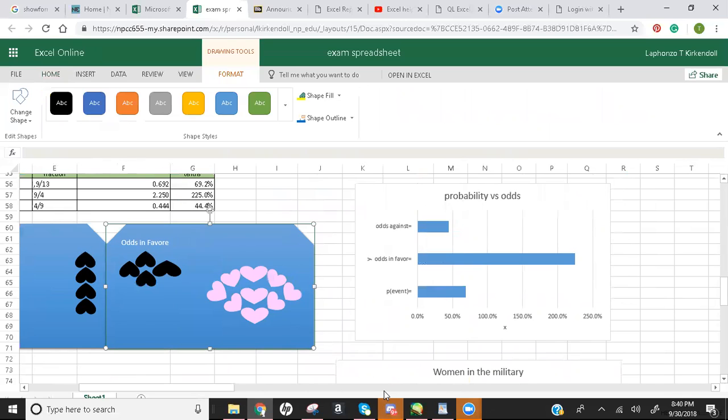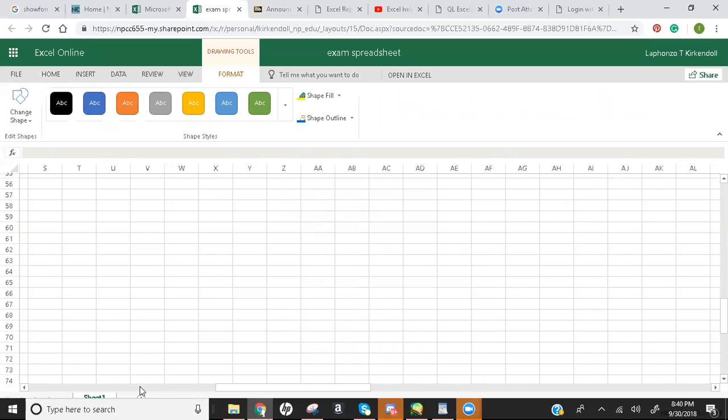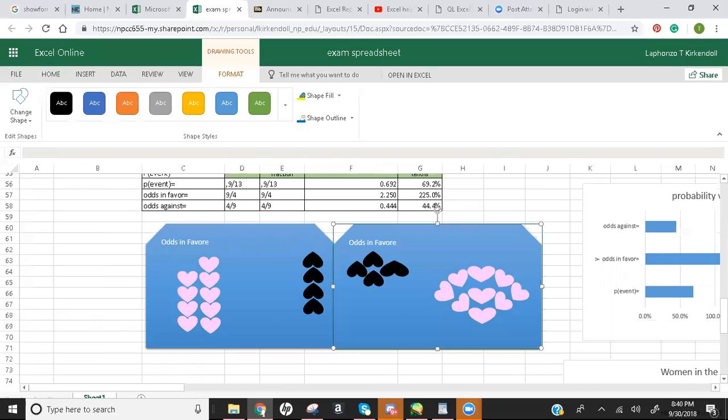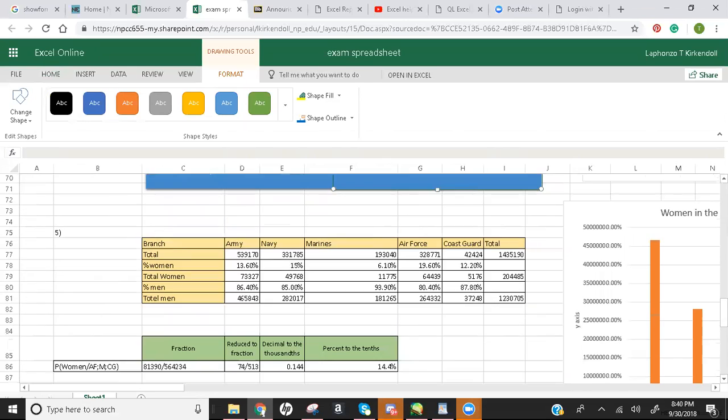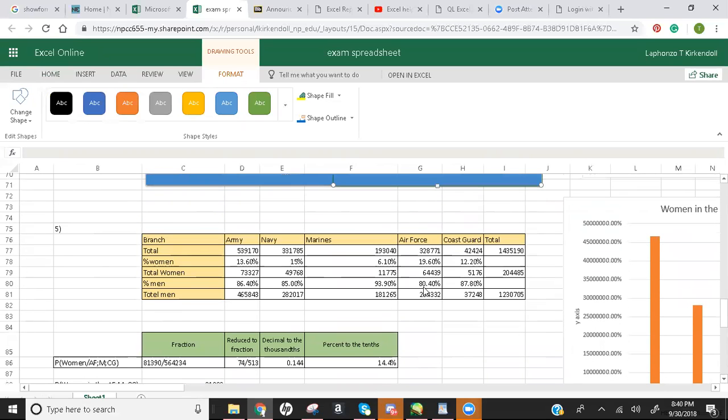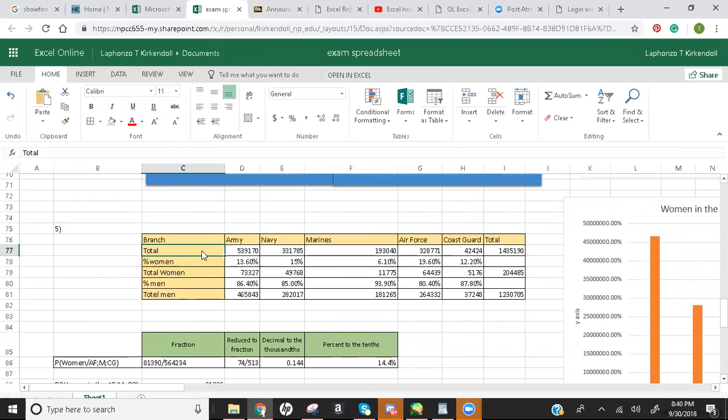For question number 5, which pertains to the women in the military, we had to create a diagram that represented that information. We started off with pretty much just the total number of people in the military, and then the percent of women out of that total. So using that information, we were able to extrapolate the total number of women, because you basically subtract it from the total to get the number of men, and then the percent of men, and then the total men.